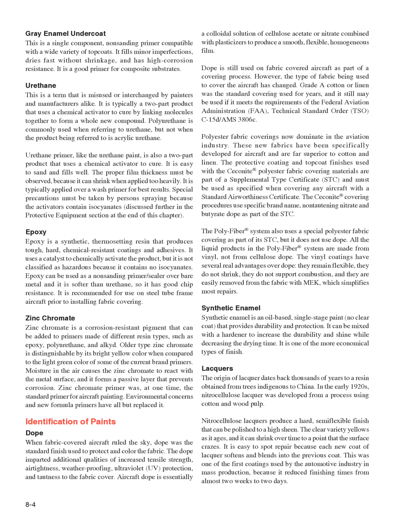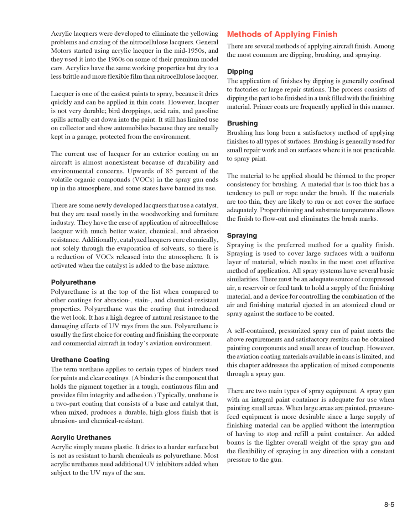This was one of the first coatings used by the automotive industry in mass production, because it reduced finishing times from almost 2 weeks to 2 days. Acrylic lacquers were developed to eliminate the yellowing problems and crazing of the nitrocellulose lacquers. General Motors started using acrylic lacquer in the mid-1950s, and they used it into the 1960s on some of their premium model cars. Acrylics have the same working properties but dry to a less brittle and more flexible film than nitrocellulose lacquer.